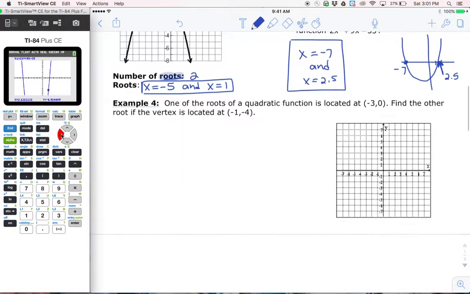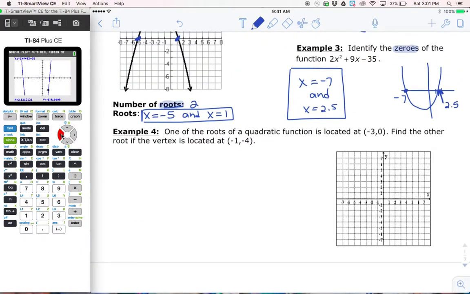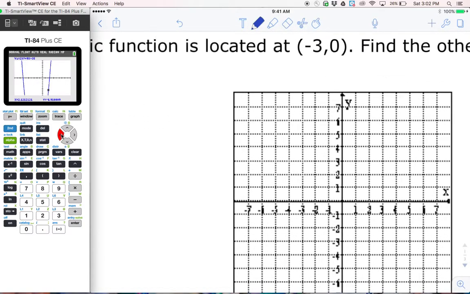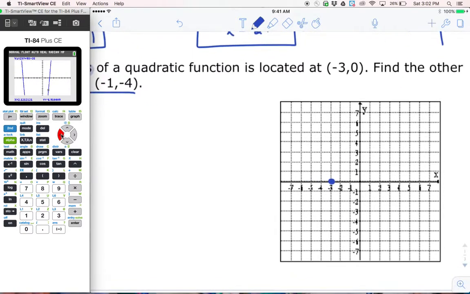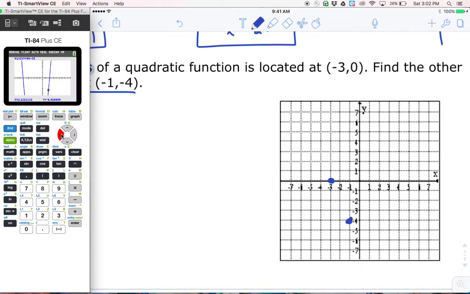And finally, I really like this problem. This problem definitely demonstrates how well you understand the quadratic shape, the parabola on the graph. This says one of the roots, so one of the zeros, one of the x-intercepts, is located at -3, 0. So right here. All right. Find the other root if the vertex is located at -1, -4. So right here. So this right here is the vertex. You're supposed to find where's the other root. So where's the other point that's on this x-axis somewhere.